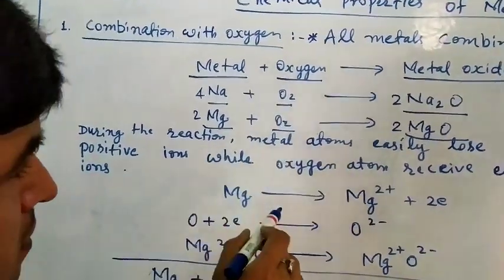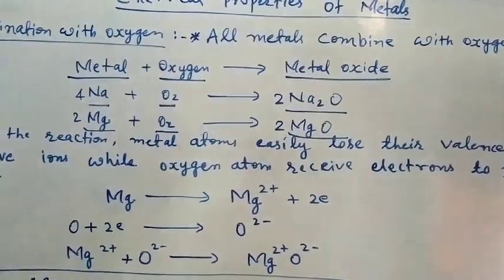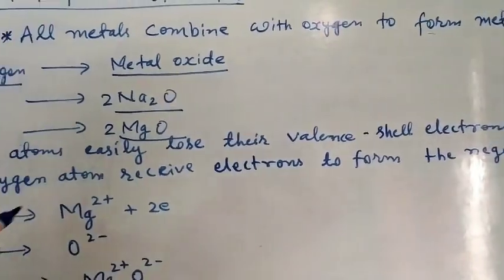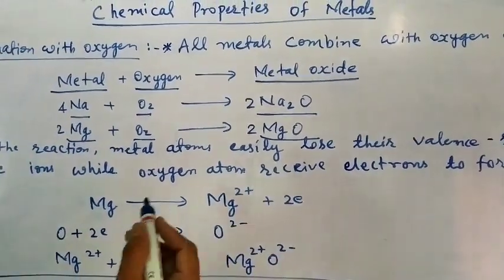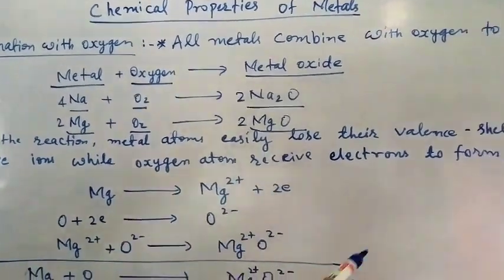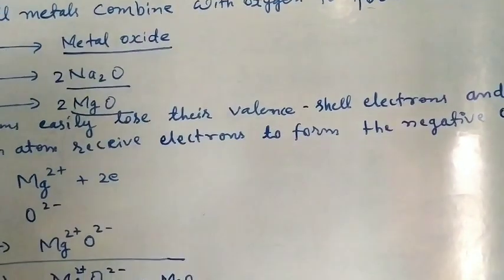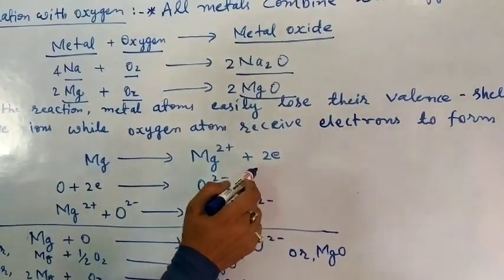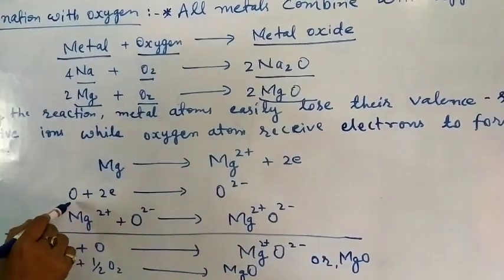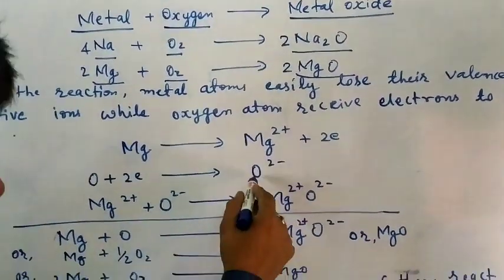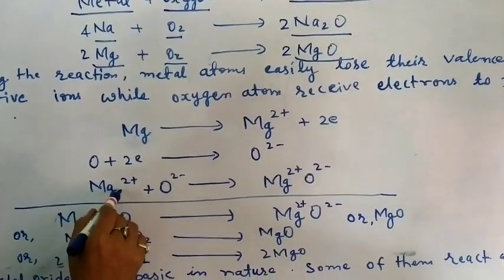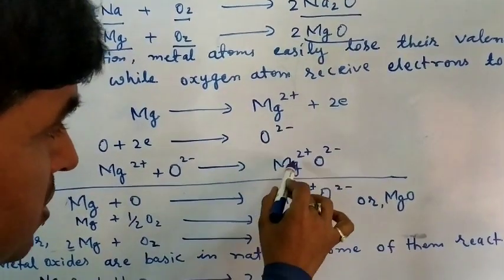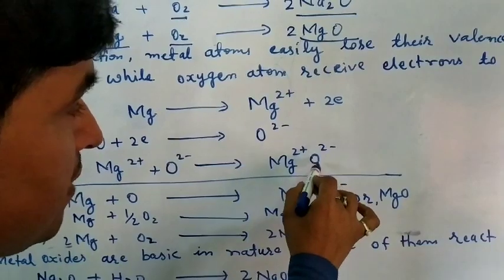During these reactions, metal atoms easily lose their valence shell electrons and form positive ions, while oxygen atoms receive the electrons released by the metal atoms to form negative oxide ions. For example, magnesium loses its 2 outermost shell electrons, which are accepted by the oxygen atom, and oxygen forms the oxide ion, and these magnesium ion and oxide ion form magnesium oxide, where magnesium has a 2 plus charge and oxygen has a 2 minus charge.